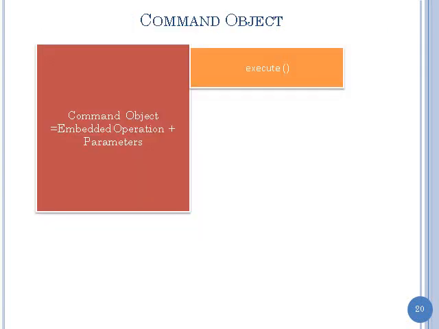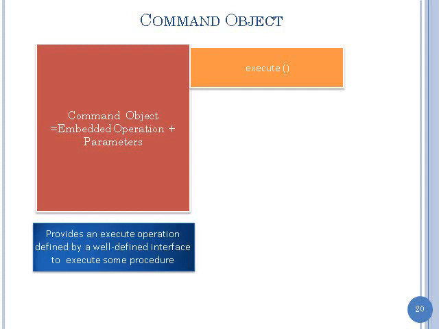Okay? So basically an object is more than a method. It's a bunch of methods. So that's where we get to command objects. It's just an embedded operation and parameters. It's a method call. So it has an execute method. You execute it to invoke, to start the method call.